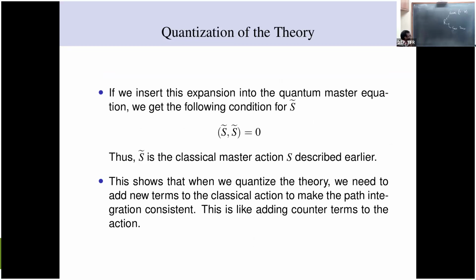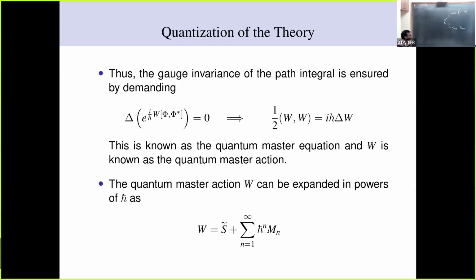So at order h bar to the power 0, you can show that S tilde satisfies the classical master equation, which means that S tilde is the classical master action. So this shows that when we quantize the theory, we need to add new terms to the classical action to make the path integration consistent. This is like adding a counter term to the action to make your theory consistent, to ensure that you have BRST invariance at the quantum level also.